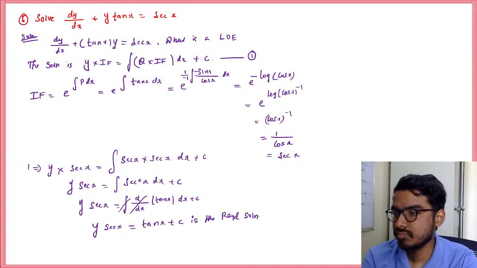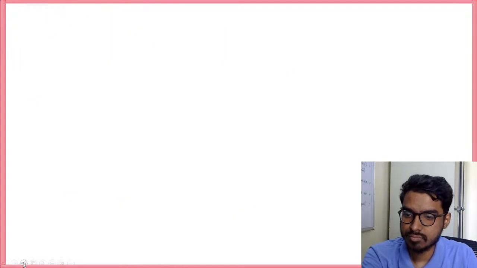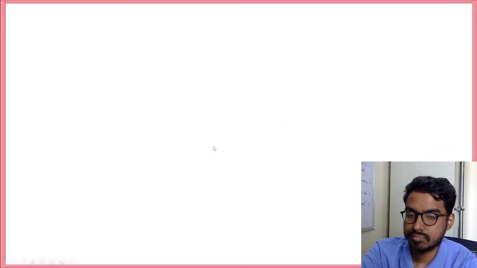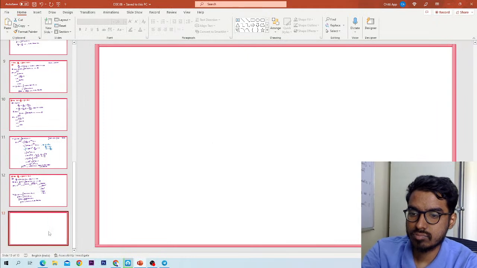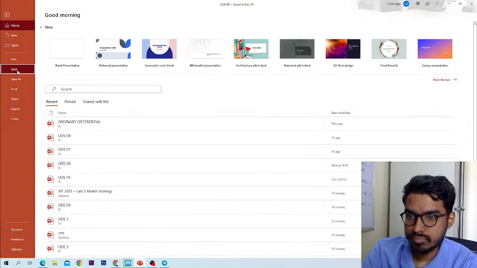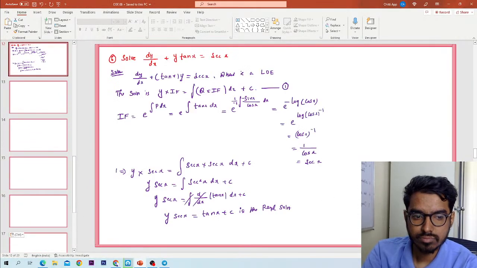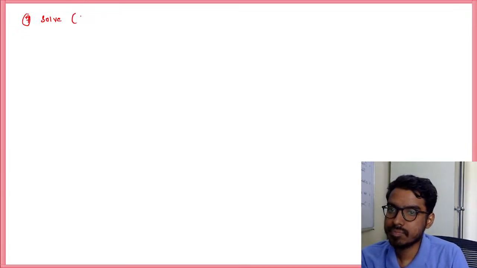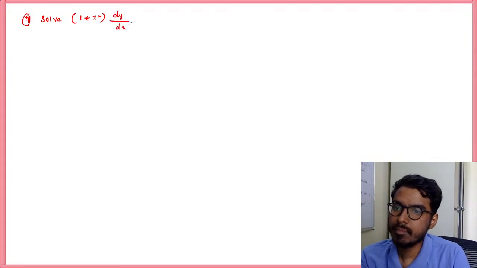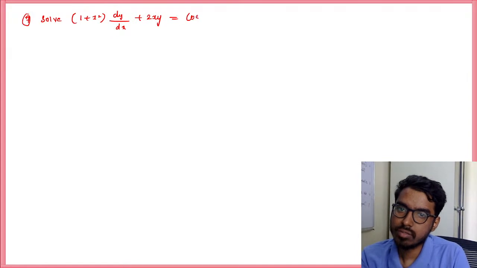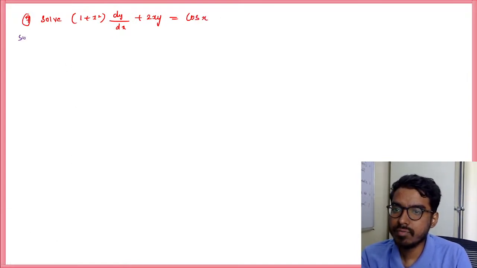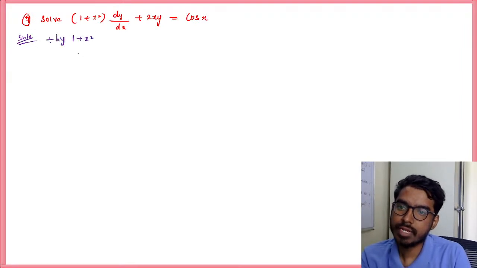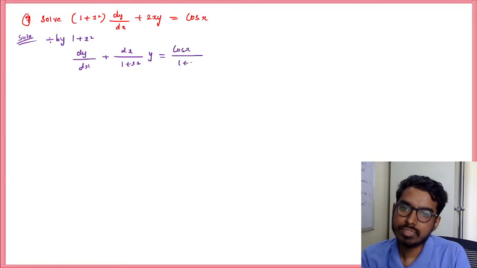We move on to the 7th problem. Solve 1 plus x square dy by dx plus 2xy is equal to cos x, right? So first what we will do is we will divide by 1 plus x square throughout. So we have dy by dx plus 2x by 1 plus x square y is equal to cos x by 1 plus x square, which is a linear differential equation, right?